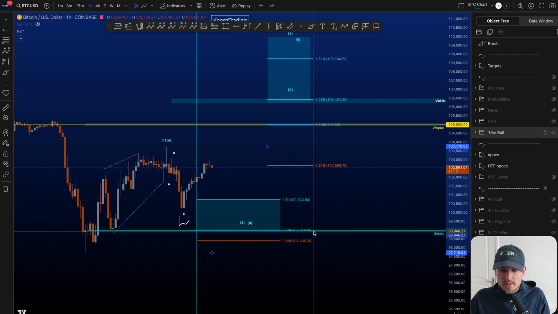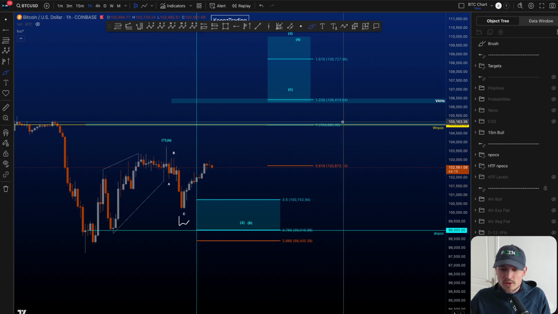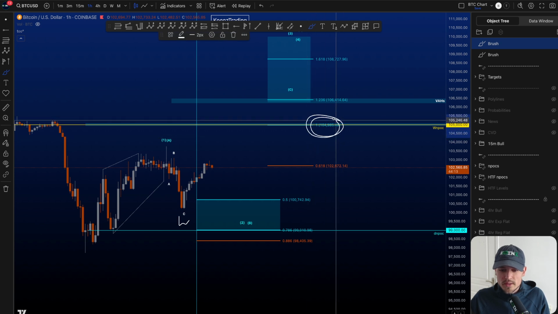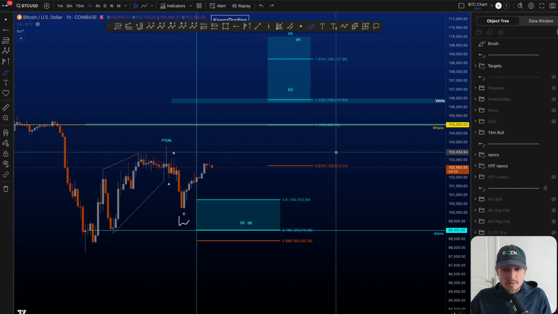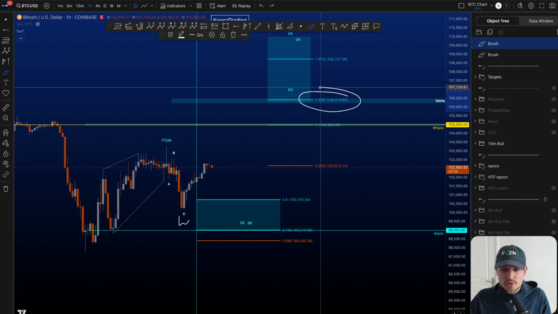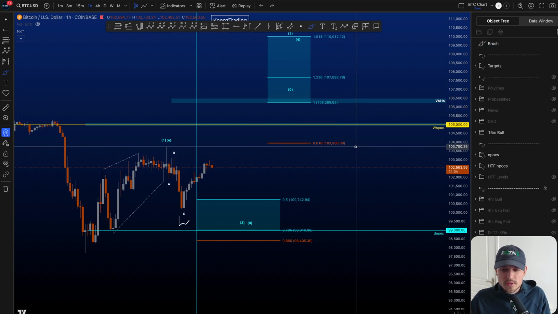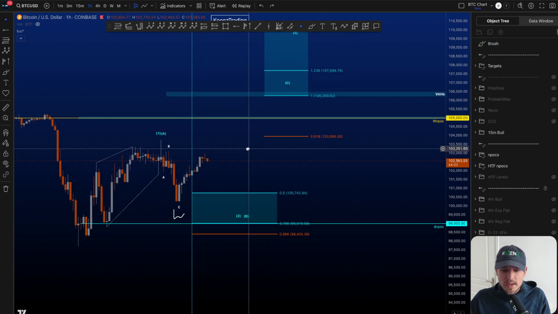And if we would hit the daily naked point of control, then you can see that the 1-to-1 extension is right on top of the weekly naked point of control. And the 1.236 target is in confluence with the other blue box. So that is quite interesting.